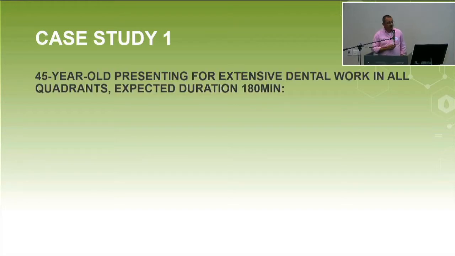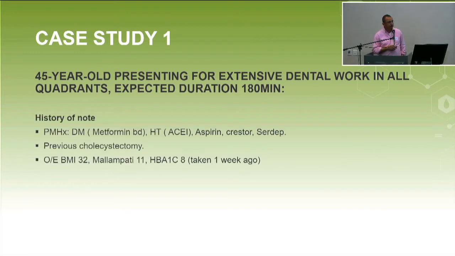So this is the first case study: a 44-year-old presenting for extensive dental work in all 4 quadrants of the mouth, and the expected duration is 3 hours. So it's a long procedure. The history of note is he's a diabetic. He's on an antihypertensive, aspirin, something for cholesterol, something for his mood. He's had a previous cholecystectomy. On examination, not too obese, Mallampati of 2, and his HbA1c is 8, taken a week ago.